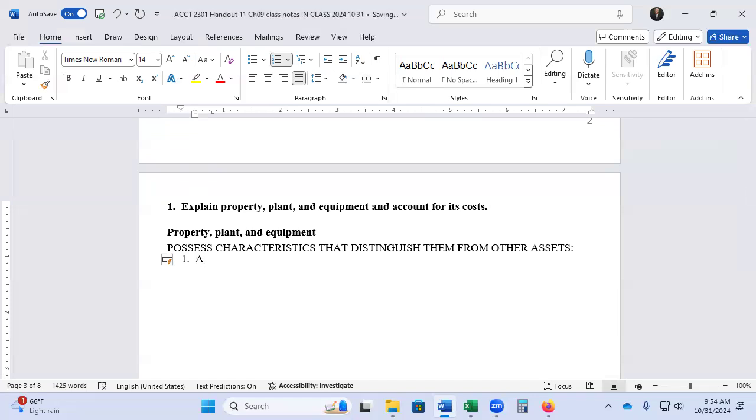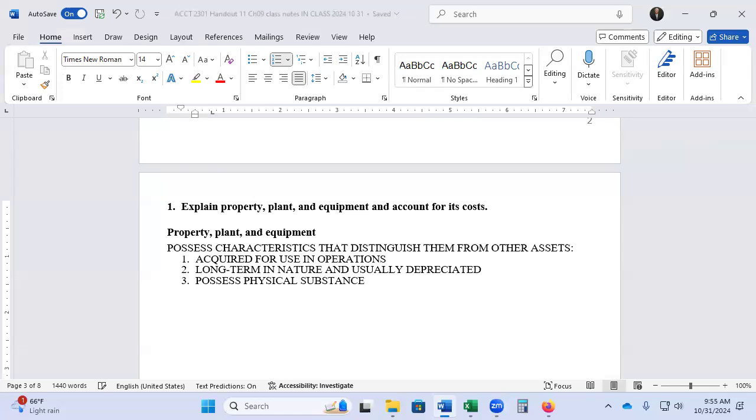And so one, they're acquired for use in operations. They're long-term in nature and usually depreciated. And they possess physical substance. So we'll learn in the next chapter about intangible assets, which are more like legal agreements, which is part of your long-term assets. But these are the physical things. These are equipment, property, and plant. And they usually have an associated depreciation account, which would be called accumulated depreciation.